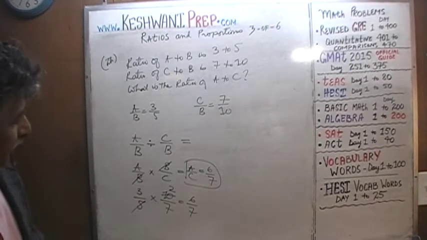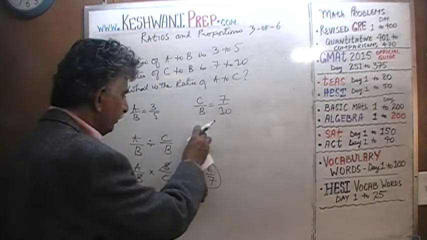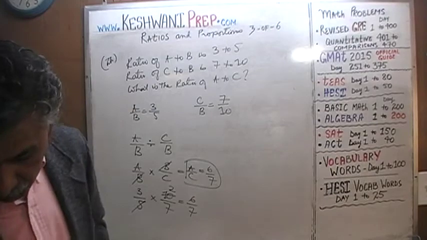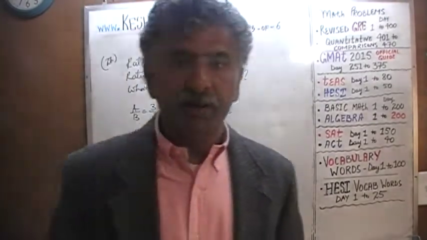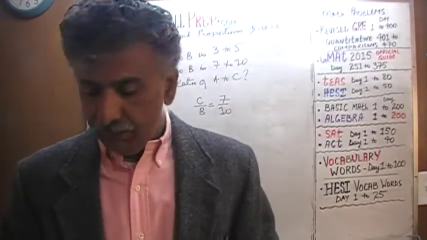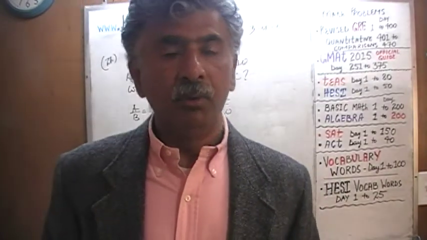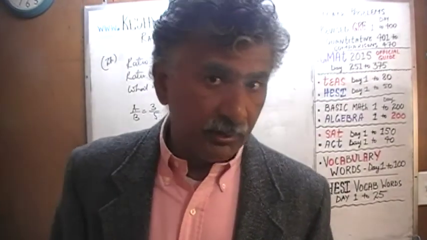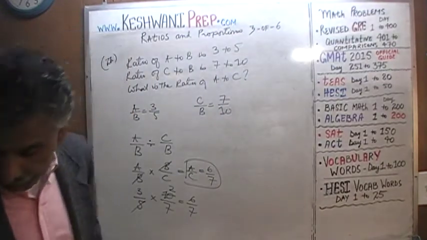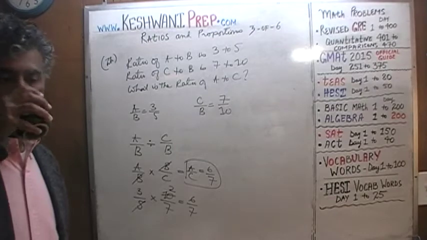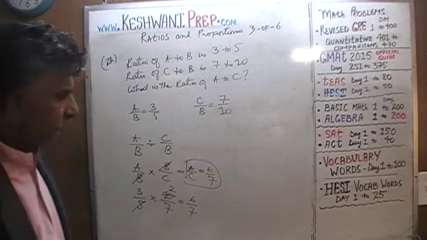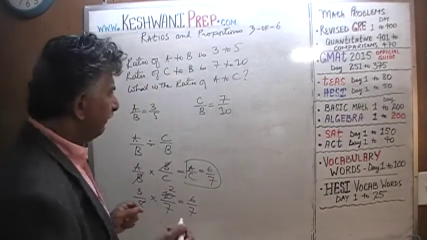Now, as you can see, this approach that we just used is a very classical, very traditional, very academic, very nerdy, very mathematical approach. There is a quick and dirty way. Let's take a look at the quick and dirty way, shall we? Without having to set up all this mumbo jumbo. Here's how it goes. We have three people, A, B, and C.